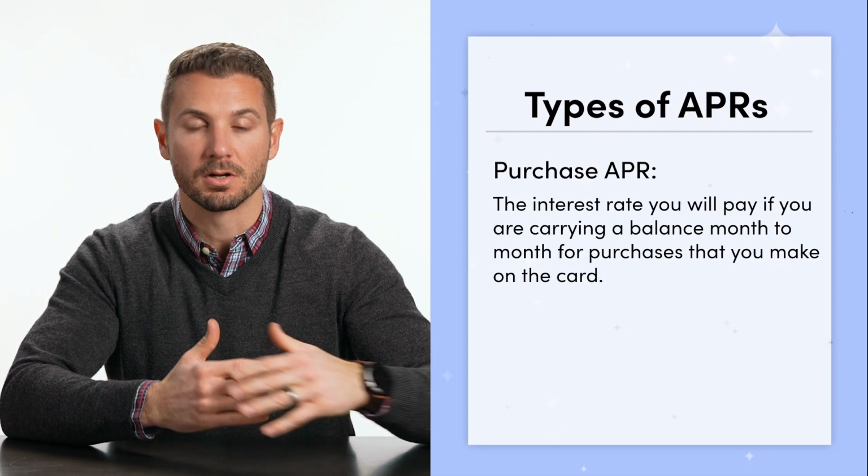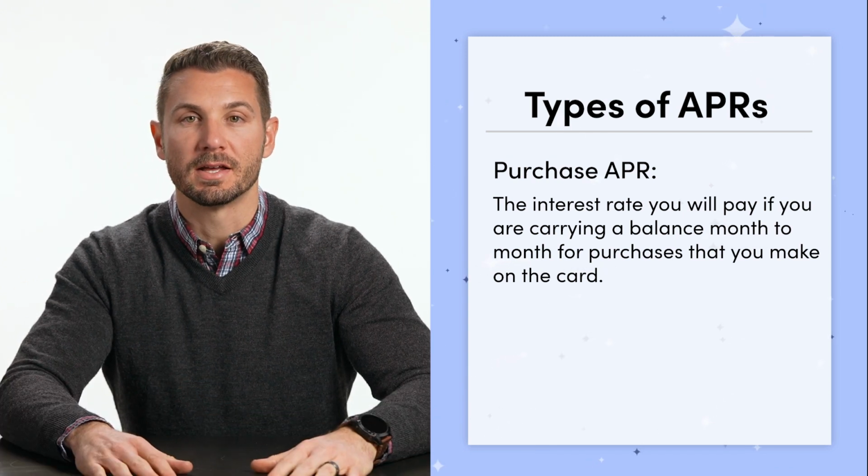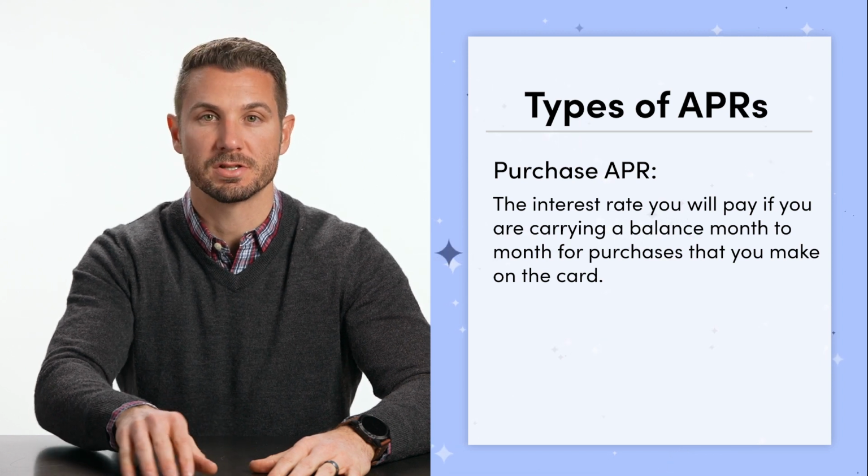Now, it is important to note that there are different types of APRs out there. Now, your normal APR, otherwise known as your purchase APR, is the interest rate you'll pay if you're carrying a balance month to month for purchases that you make on the card. If you're paying your card off every single month, you should not be paying any interest, and you probably don't need to worry so much about that. But if you are carrying a balance, this is your main interest rate, your purchase APR.